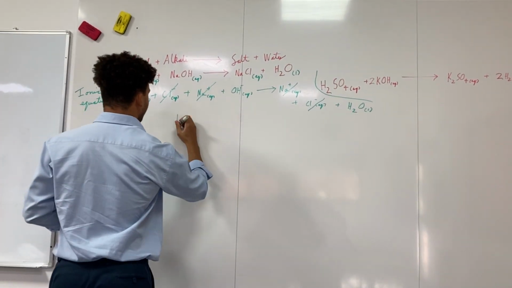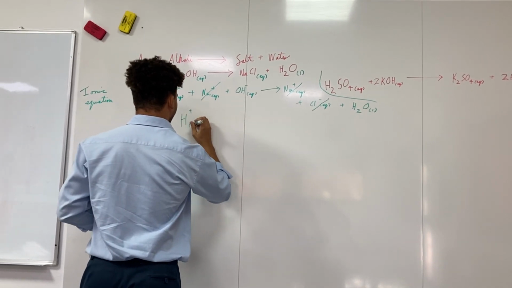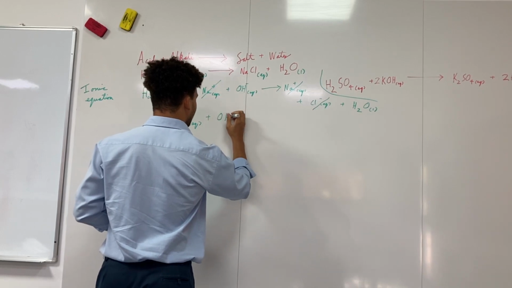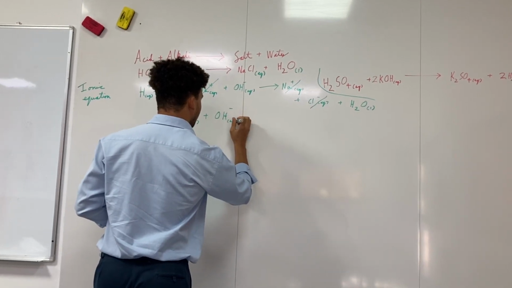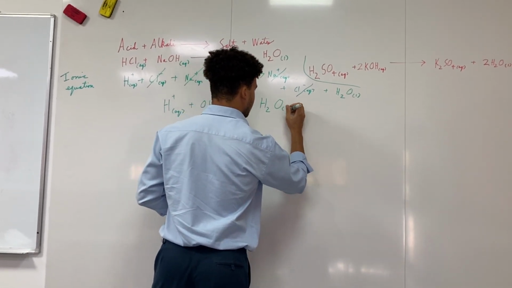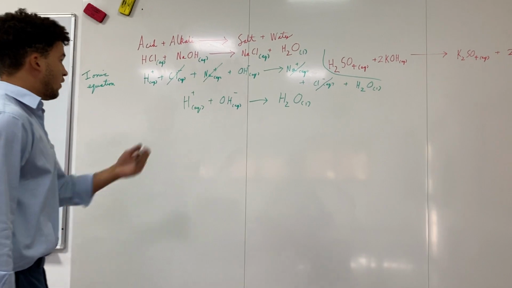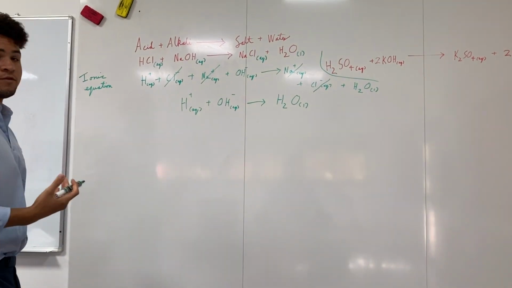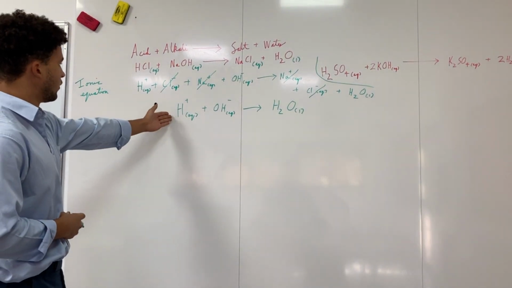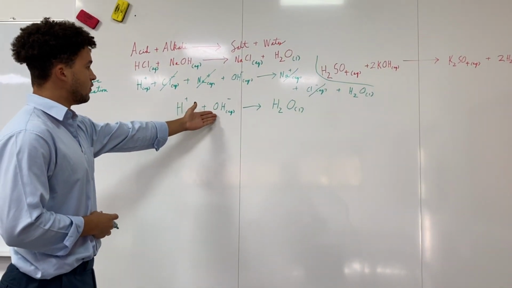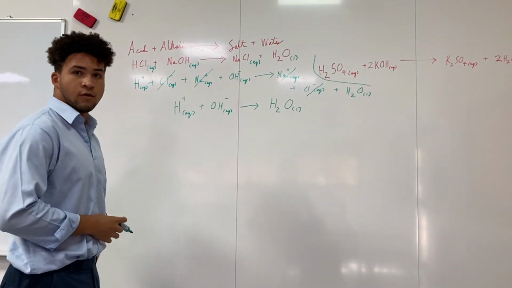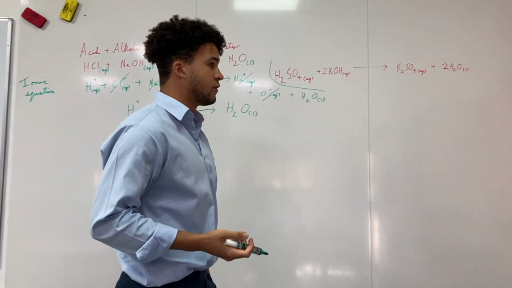So we can rewrite the equation in its proper form after we've got rid of the spectator ions, like this. And that is what actually happens, that's the reaction itself. In quick mind, you've got the proton being given to the hydroxide. The acid is acting as the proton donor to create water.